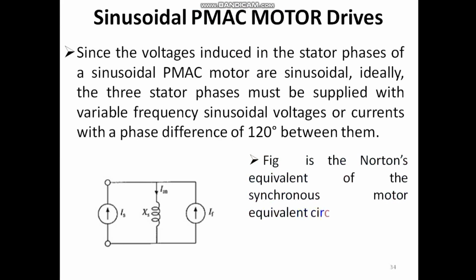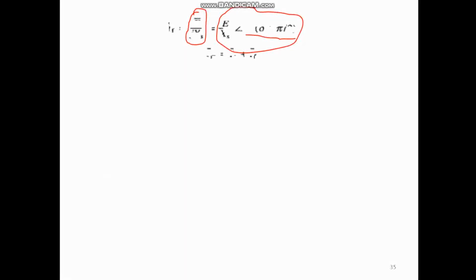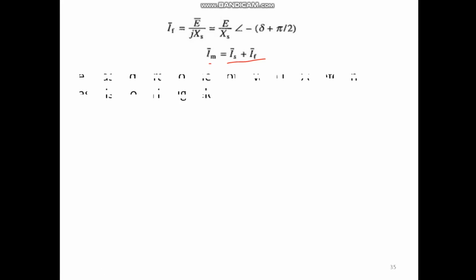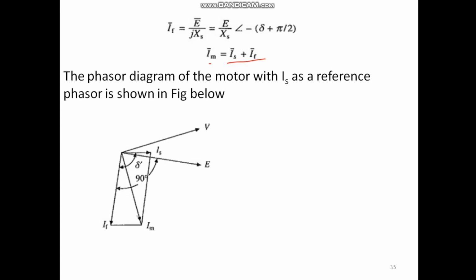What is my Is? As you can see here, Im equal to Is plus If. So same thing I have written, Im equal to Is plus If. Now I have to draw the reference diagram for a motor with Is as a reference. So this is how I draw a phasor diagram. What I have done in the phasor diagram: I am drawing Is.